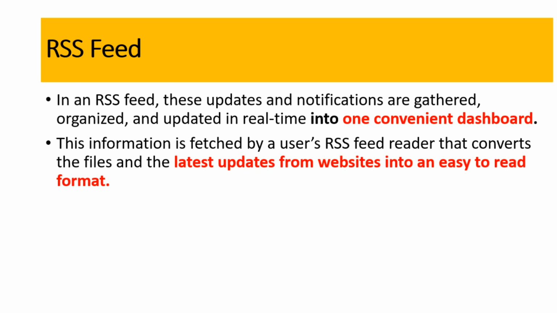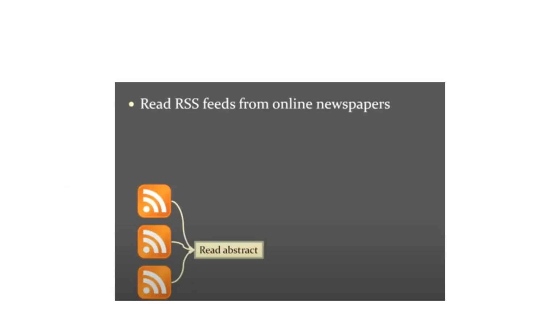So that is real-time data. All your real-time news can be gathered and put in one convenient dashboard. This information is fetched by the RSS feed reader that converts the files and updates and produces the latest updates from the website in an easily readable format. So this is all about the basics of RSS. And this is the symbol of RSS.